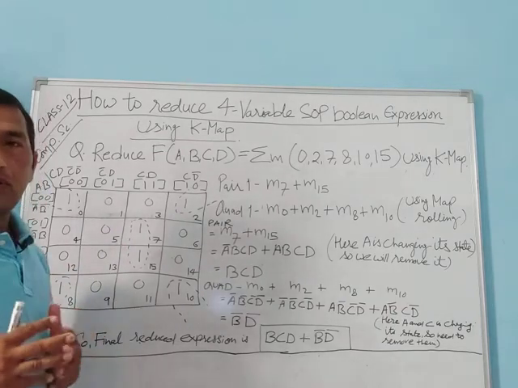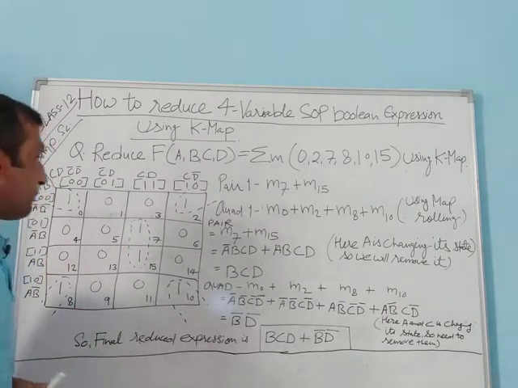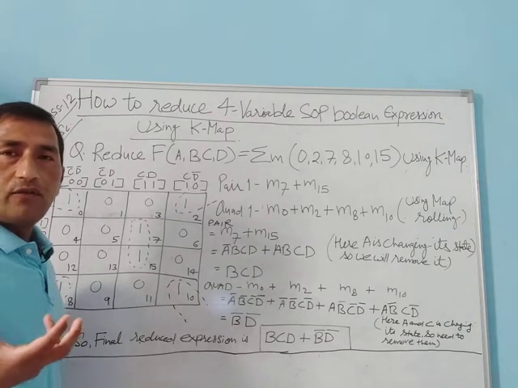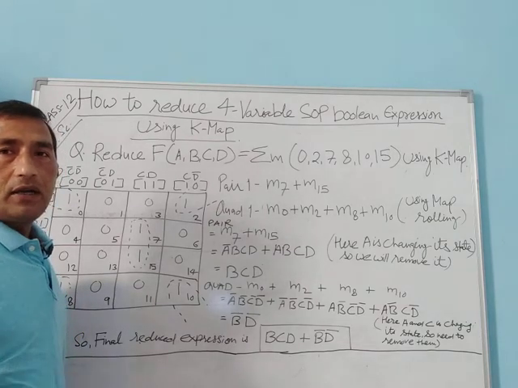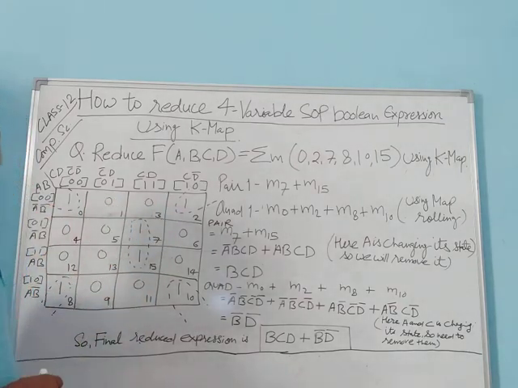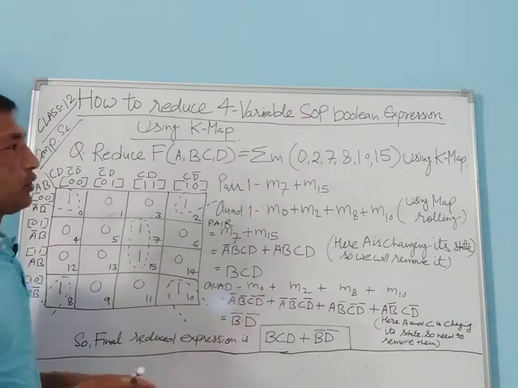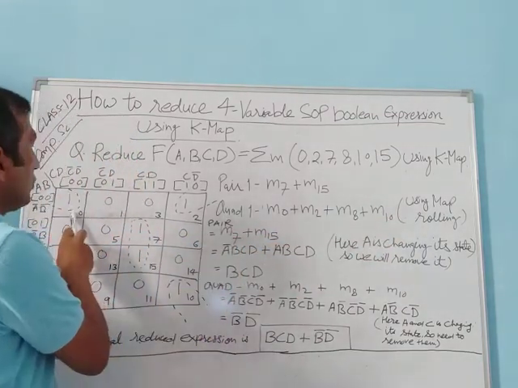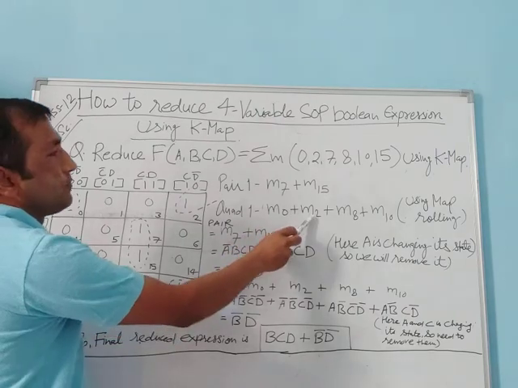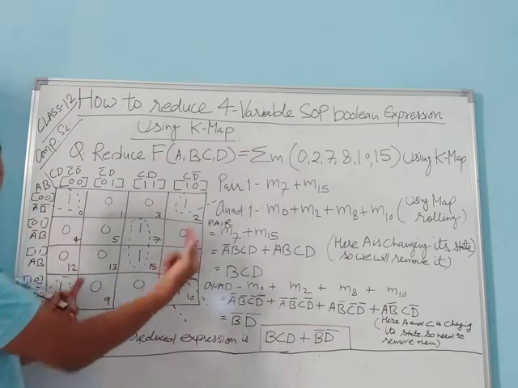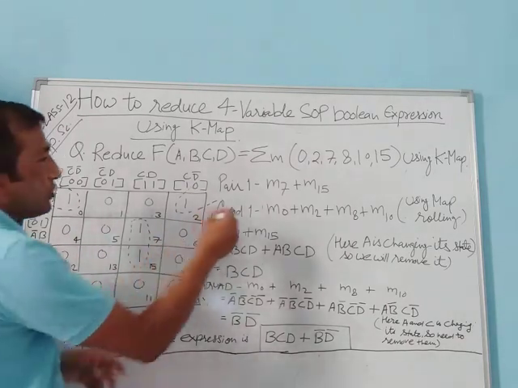Now to reduce it, you have to do their grouping. While grouping, I told you, you need to make either an octet of 8, a quad of 4, or a pair, but we have to see the larger group first. As we can see, we have 4 ones in the 4 corners, so there is a possibility that we can make a quad by map rolling, as I have clearly mentioned here. We have made one quad with M0, M2, M8 and M10, just by rolling the map. So this forms one quad.